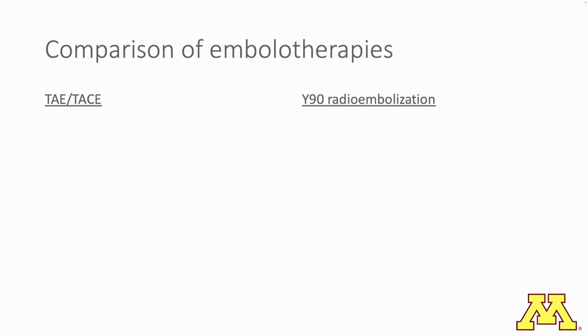And so with the various embolotherapies, with the TAE and TACE, it cuts off the blood supply more effectively than the Y90, so it leads to rapid tumor necrosis, which leads to early symptom response and early imaging response, which you can see in a month or so, that the tumor has responded really well on the imaging.